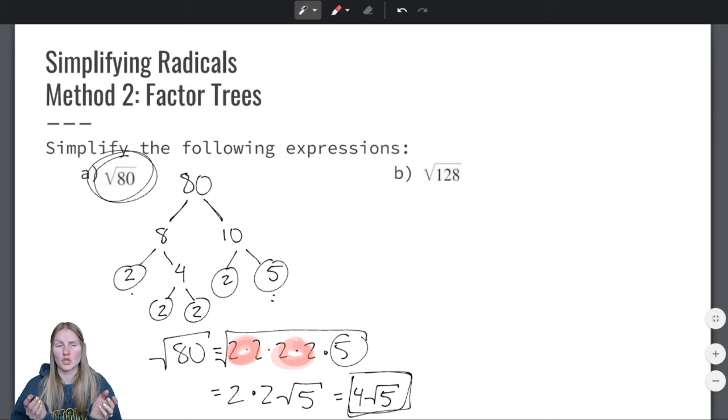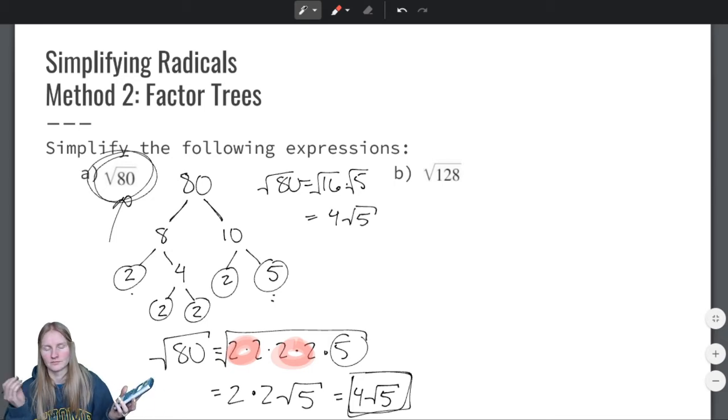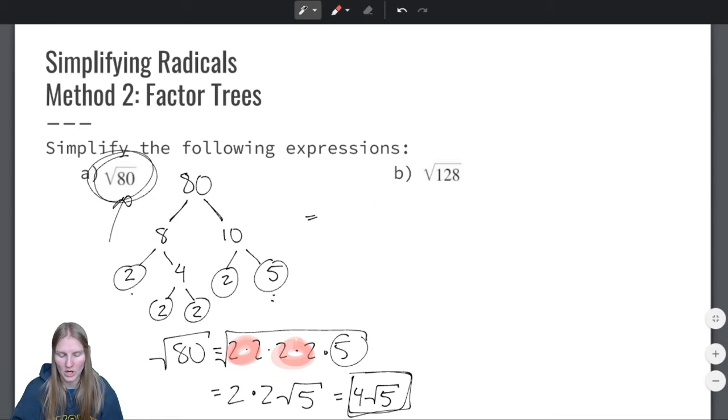Now, we could check by dividing 80 by the biggest factor. So let's see, 80 divided by 16 is 5. So 80 equals 16 times 5, which means we're taking the square root of 16 and the square root of 5, which is 4 square root 5. So you can use method number 1 to check if you want.